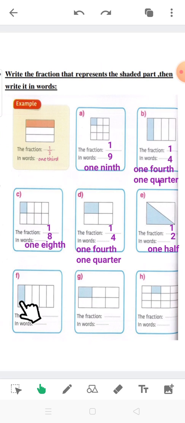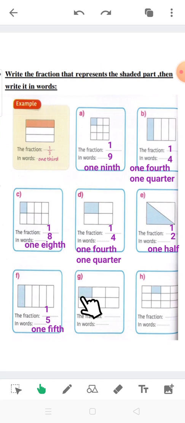One more time. How many colored parts? 1. All of the parts: 1, 2, 3, 4, 5. So we write 5. How can we write it in words, or in English? Okay, it's one fifth.